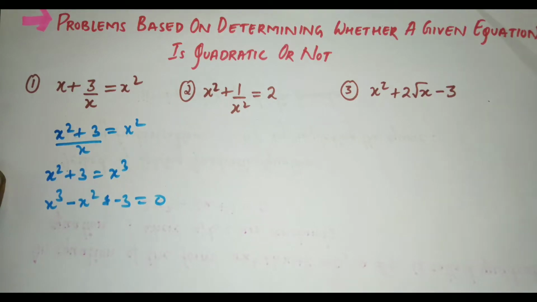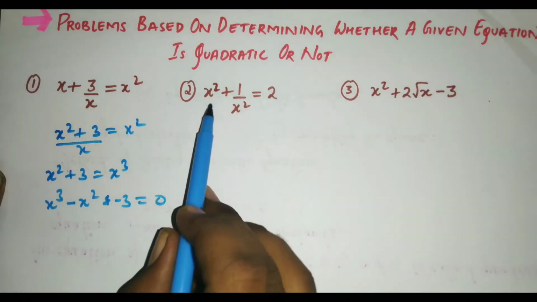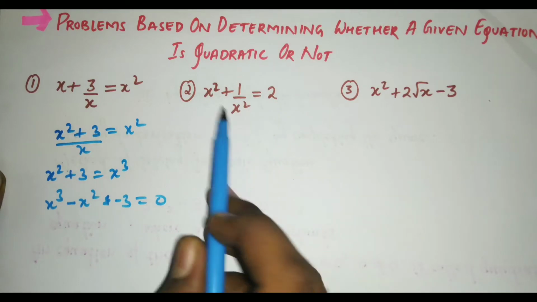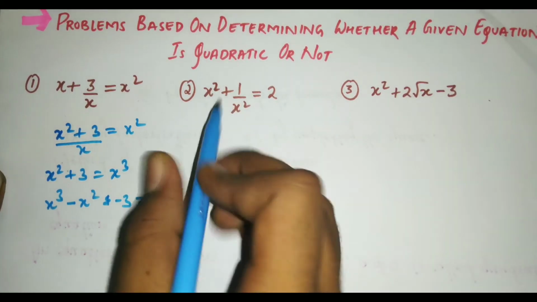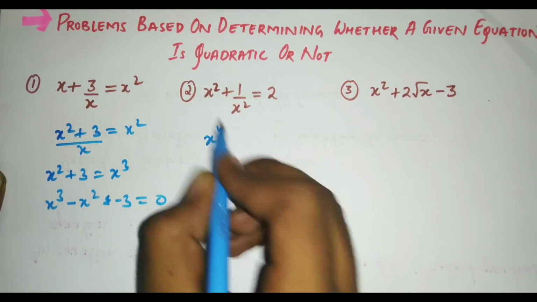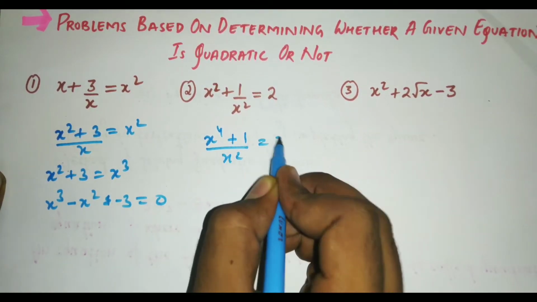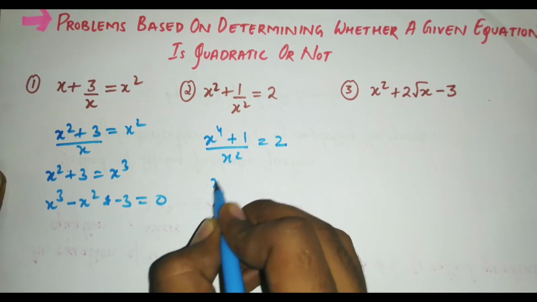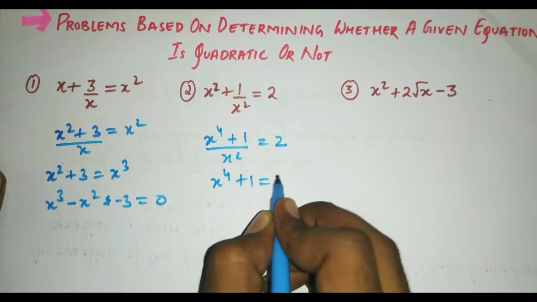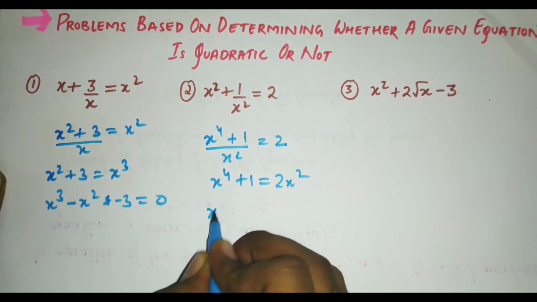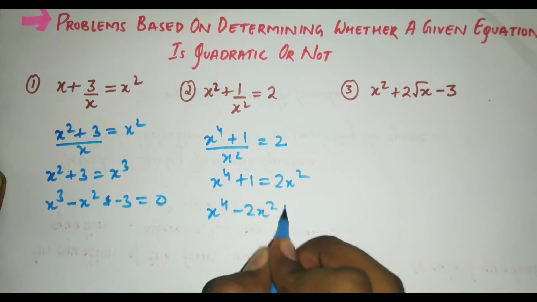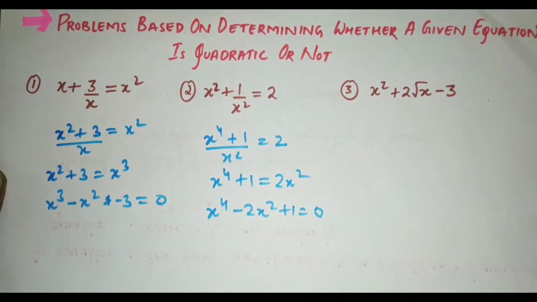Fine. So let us move on to the second question. The second question is x square plus 1 by x square equal to 2. You have to again simplify this equation. So you just multiply with x square, x power 4 plus 1 equal to 2x square. Shift that side: x power 4 minus 2x square plus 1 equal to 0, we can say.